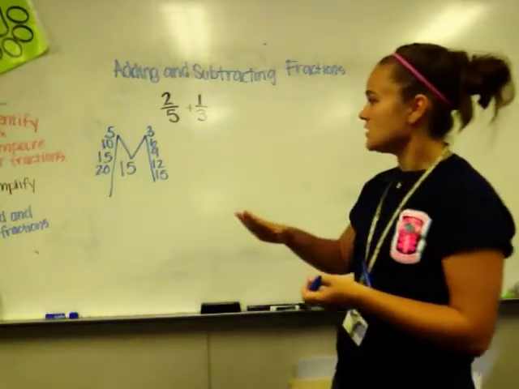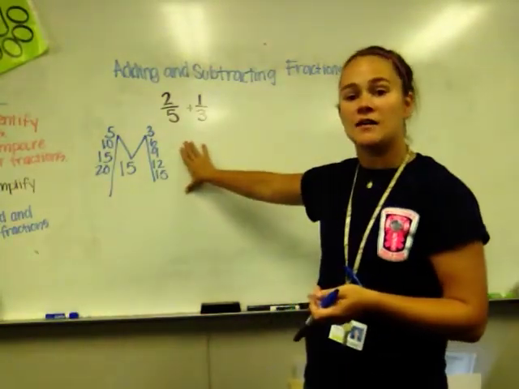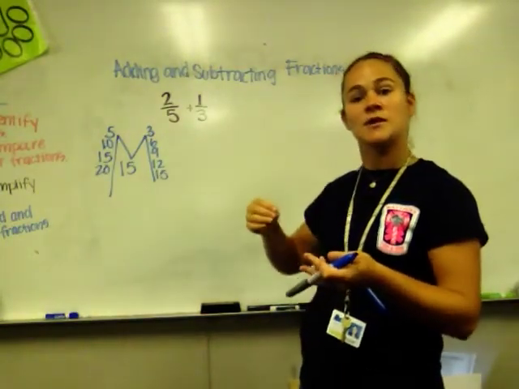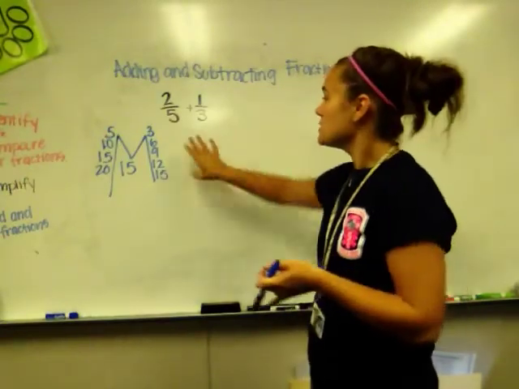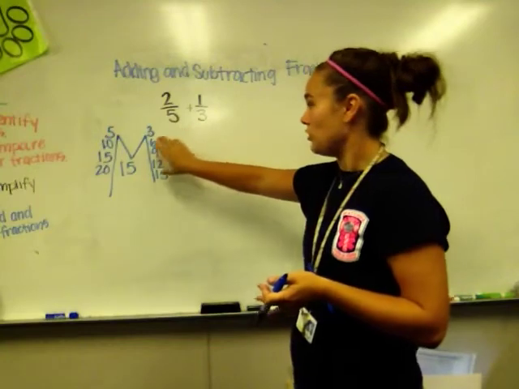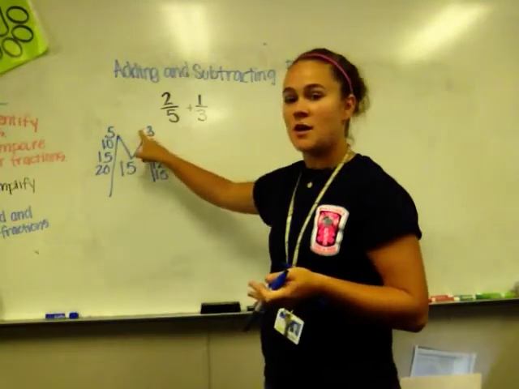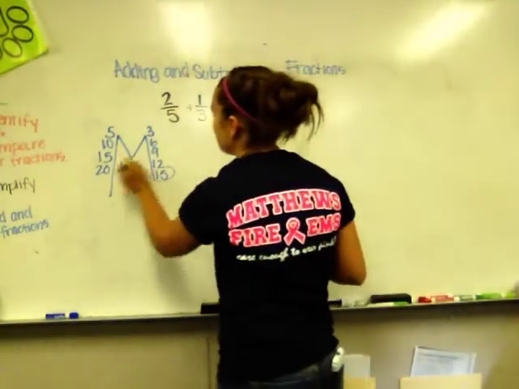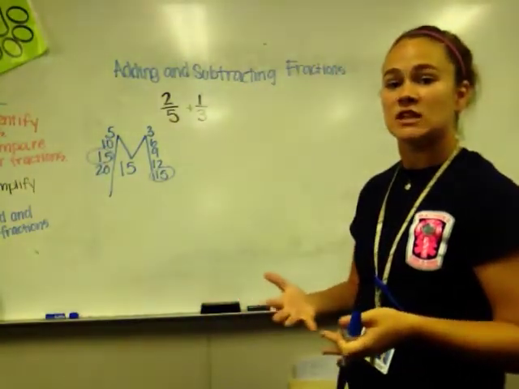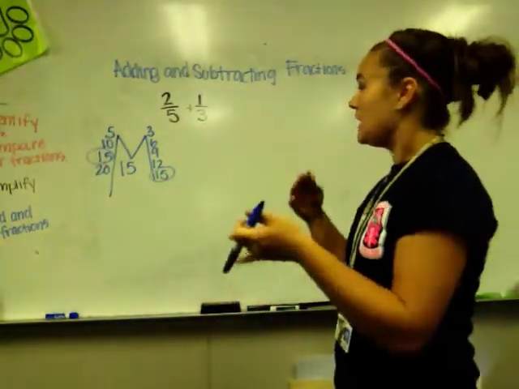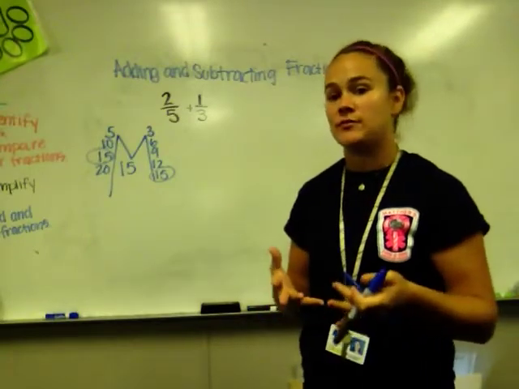So the first thing that you're going to do is find the LCM, or the least common multiple, of your denominators, the least common denominator. So I went ahead and did that for you. We've got 5 and 3 up top. We notice that we have 15 in both of our columns. So 15 is our least common denominator. Now we need to make equivalent fractions.